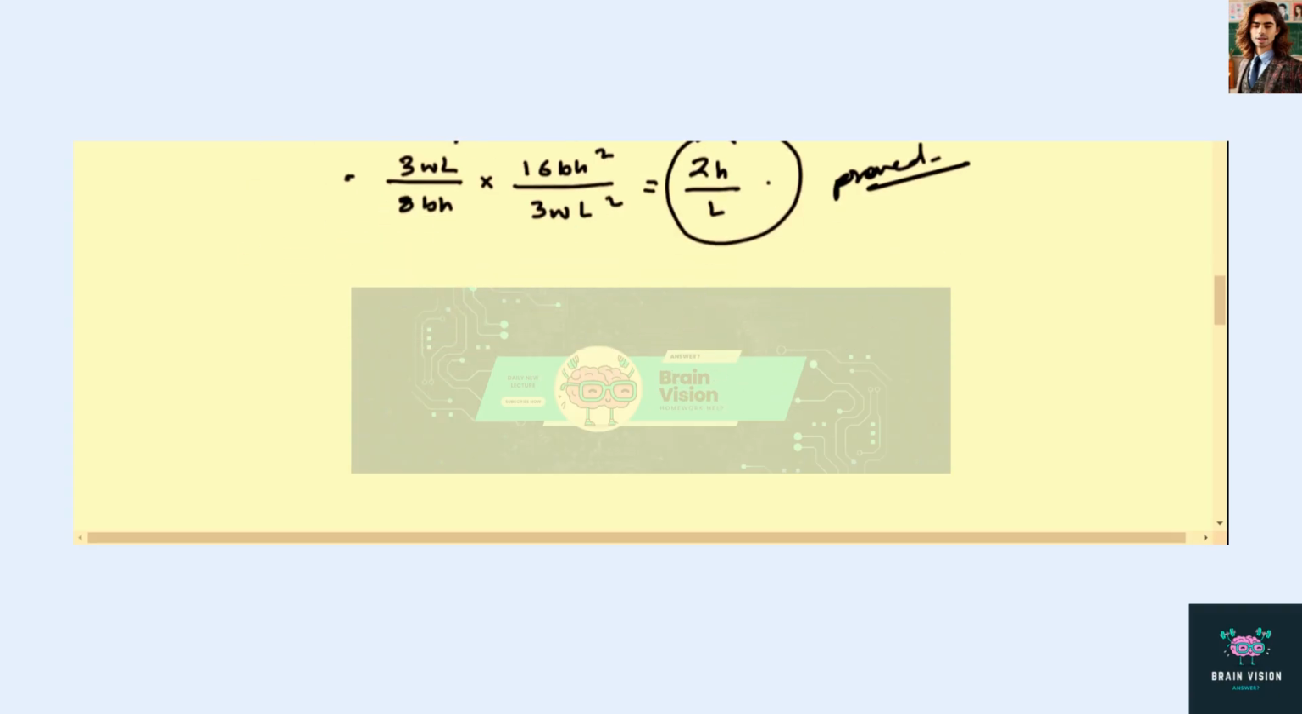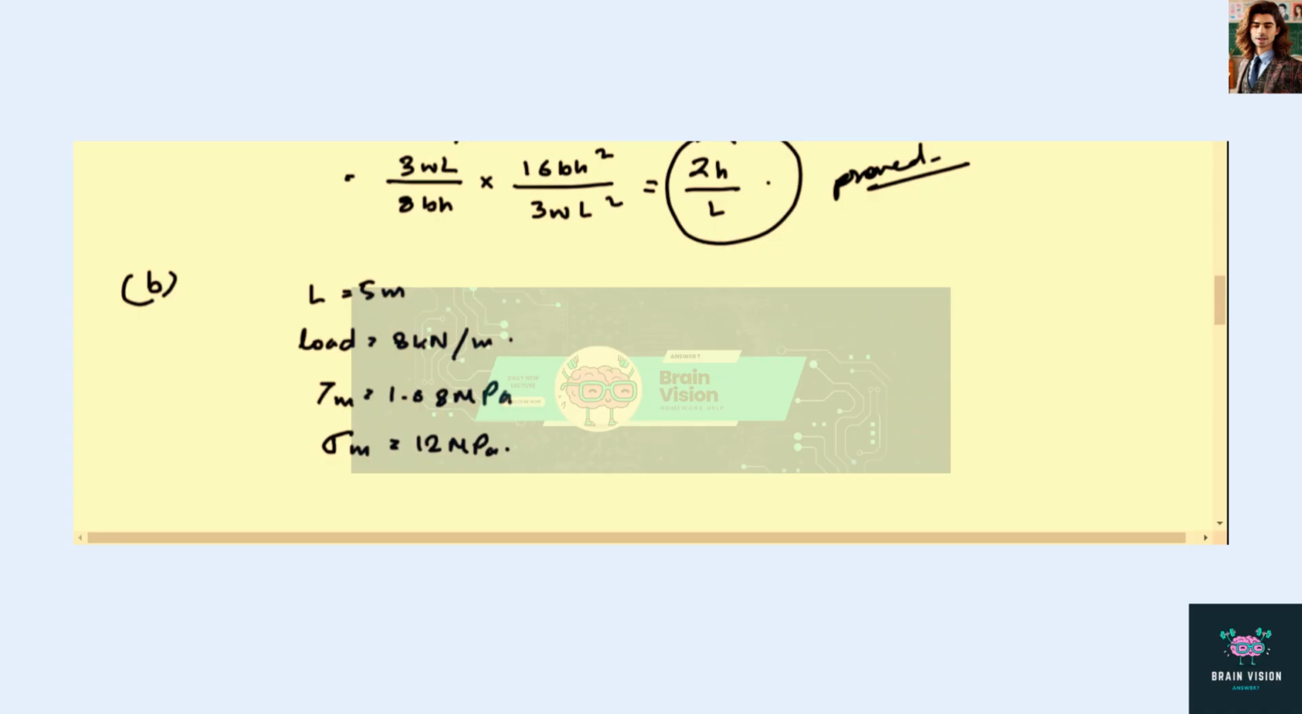Now, in the second part, we have to determine the depth and width of the beam. Given length of the beam is 5 meter, load is 8 kilonewton per meter, maximum shear stress is 1.08 megapascal and the normal stress is 12 megapascal.